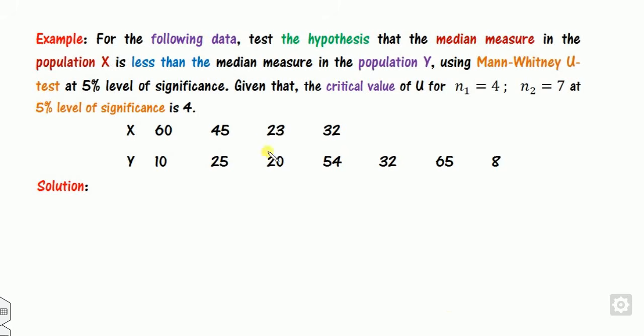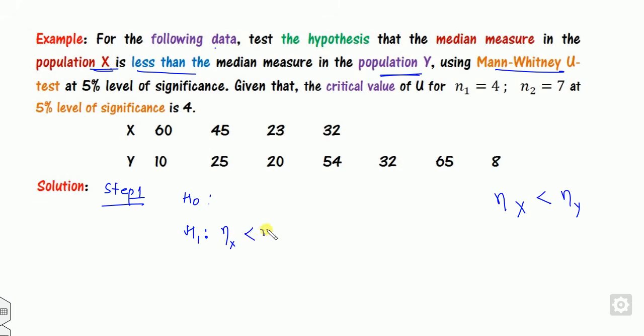Look at one more example. The following is the information, and you have to use the Mann Whitney test. First, define step 1, H0 and H1. What we want to test is that the population of x is less than the population of y. Since this is not an equality, this is H1.